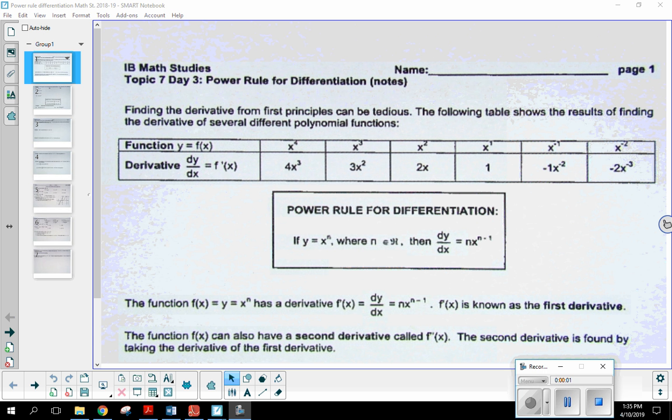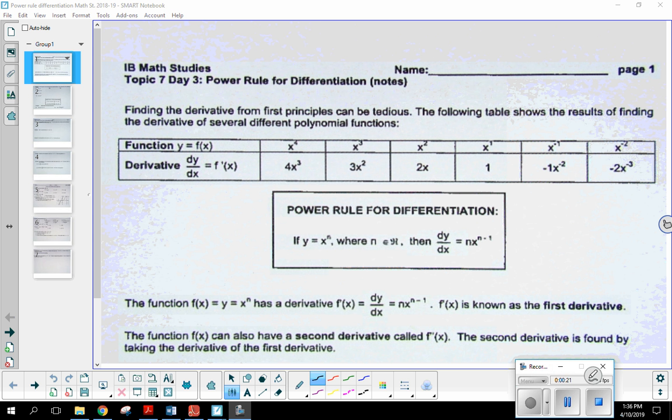Okay, the power rule. Like I said, this is probably not going to take us very long because we've already seen the power rule through patterns using the difference quotient. But it says finding the derivative from first principles can be tedious. The following table shows the results of finding the derivative of several different polynomial functions.